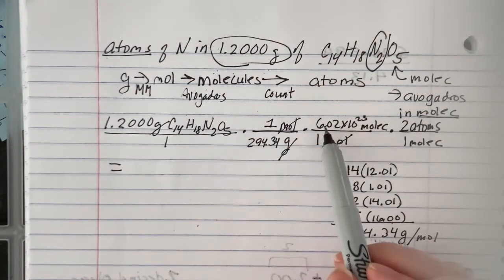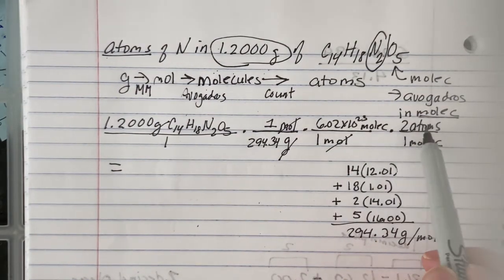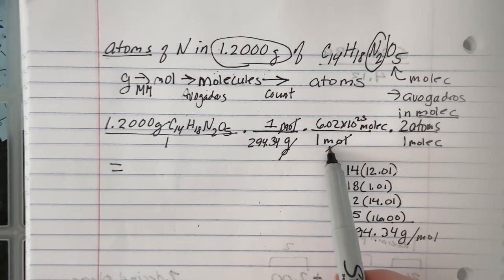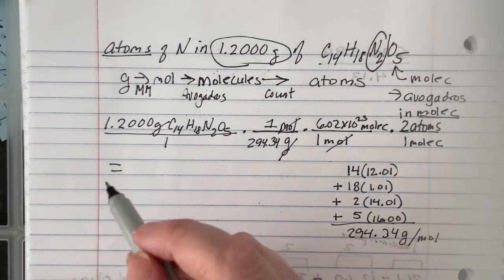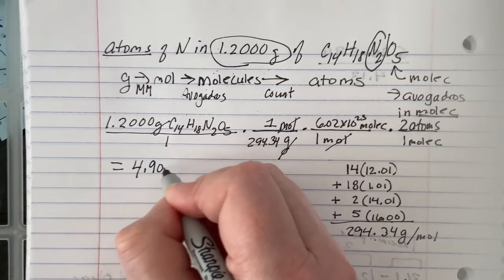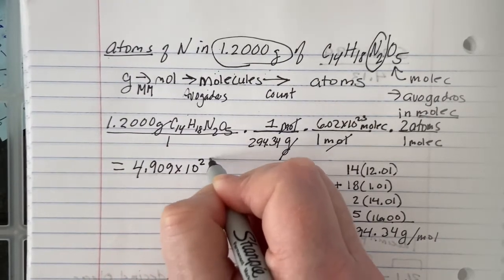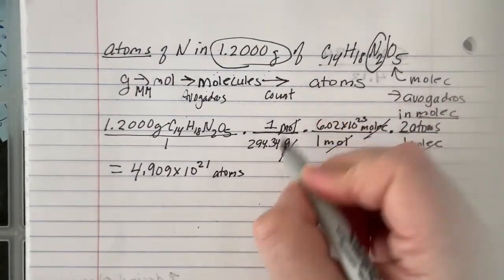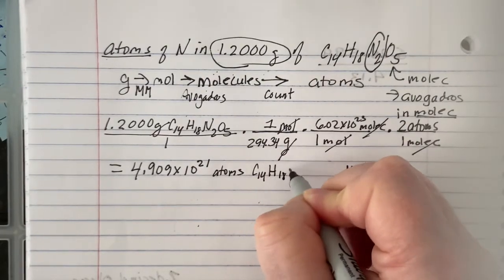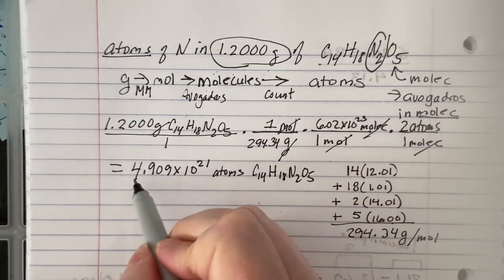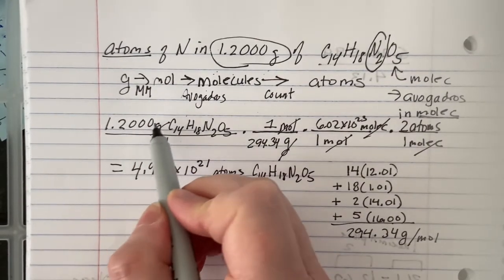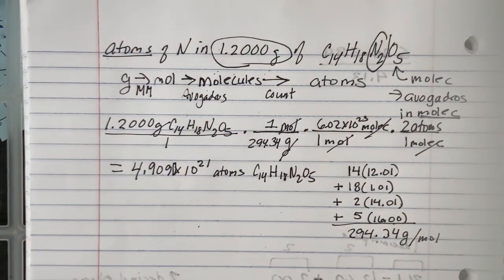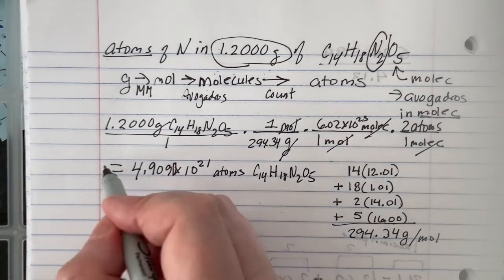1.2000 times 1 times 6.02 times 10 to the 23rd times 2, divided by 1, divided by 294.34, divided by 1, divided by 1, gives 4.909 times 10 to the 21 atoms. Counting the significant figures: 1, 2, 3, 4, 1, 2, 3, 4, 5. Oh, I need to go one more. 4.9090 times 10 to the 21 atoms is our answer.